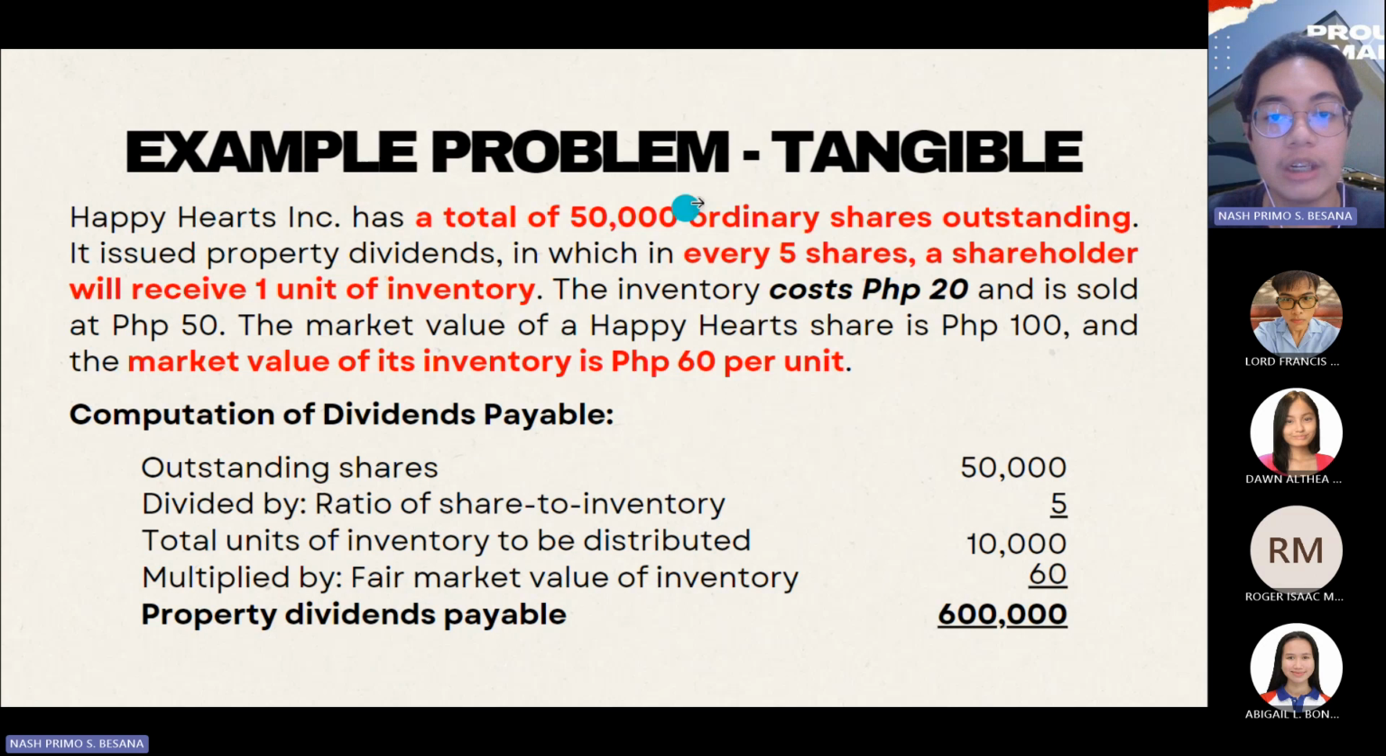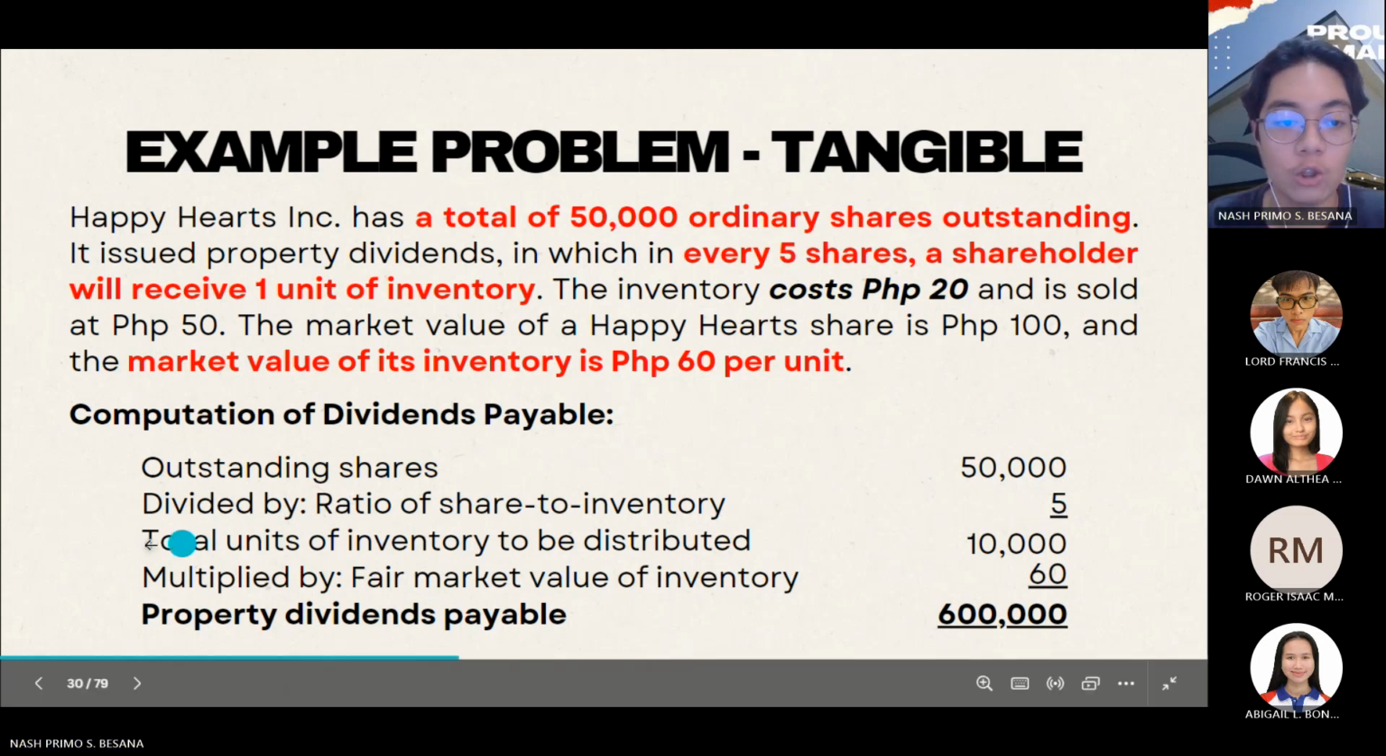So yung Happy Hearts daw, meron siyang total of 50,000 ordinary shares outstanding. Pero bakit siya important? Kasi ang nakalagay sa rule ng property dividends nila, for every 5 shares, it would be equivalent to 1 unit of inventory. So dito yun mapupunta sa computation. So outstanding shares na 50,000 divided by yung ratio ng share to inventory. So kung meron ka daw 5 share, makakatanggap ka ng isang unit ng produkto nila. So that would be divide. So 50,000 shares divided by 5 na binigay dito as ratio, total units of inventory to be distributed is 10,000.